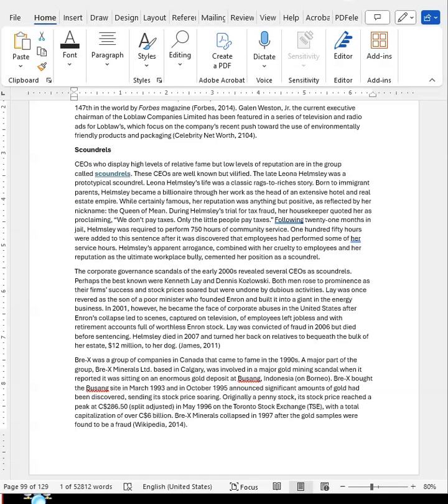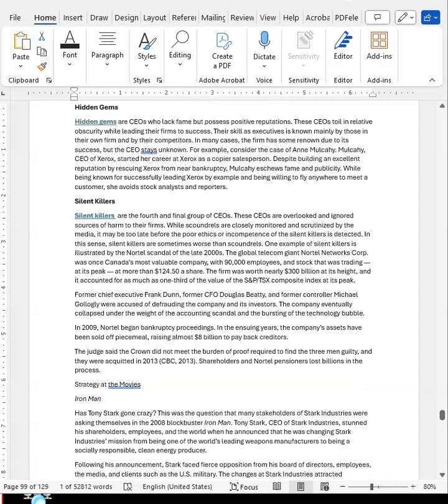Hidden gems. Hidden gems are CEOs who lack fame but possess positive reputations. These CEOs toil in relative obscurity while leading their firms to success. Their skill as executives is known mainly by those in their own firm and by their competitors. In many cases, the firm has some renown due to its success, but the CEO stays unknown.